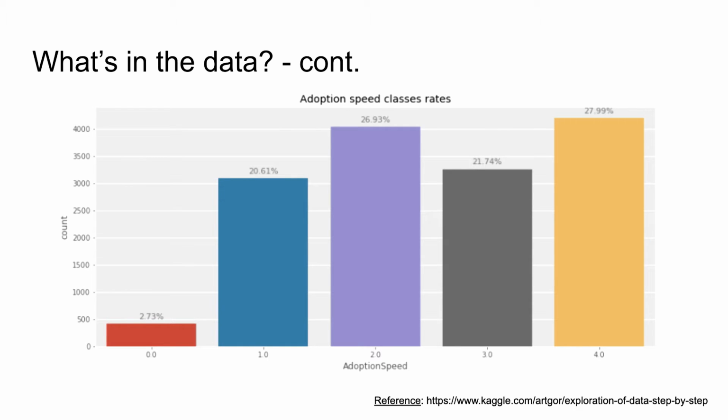And when it comes to the labels, label number 4, where the pet is not adopted after 100 days, has the highest count, and the one adopted immediately has the lowest. So it's interesting.